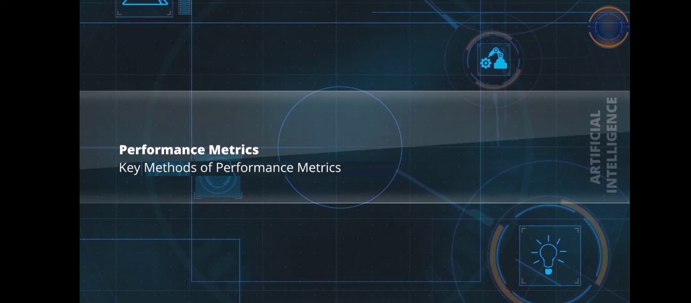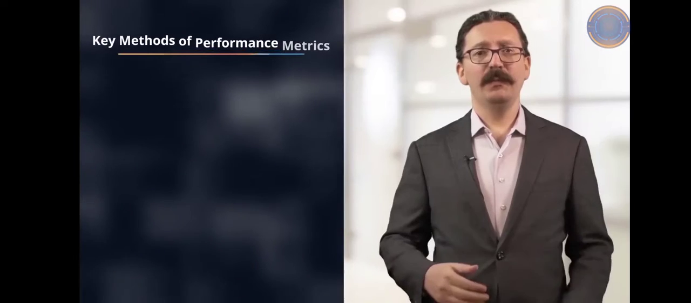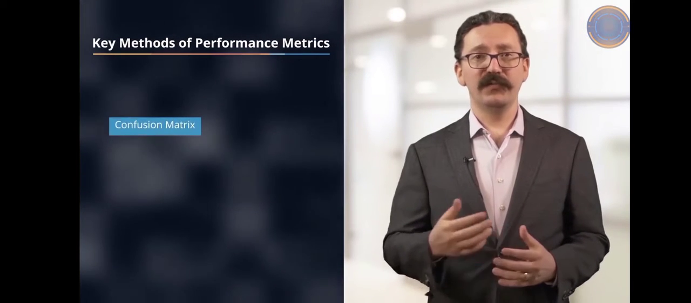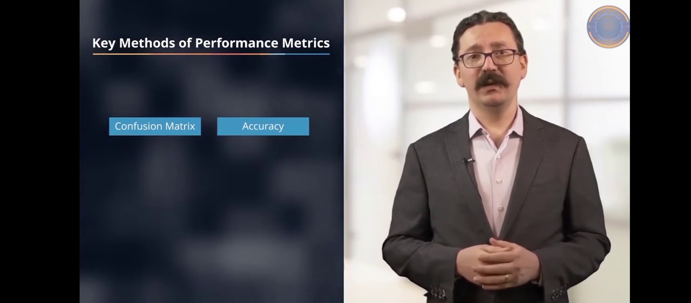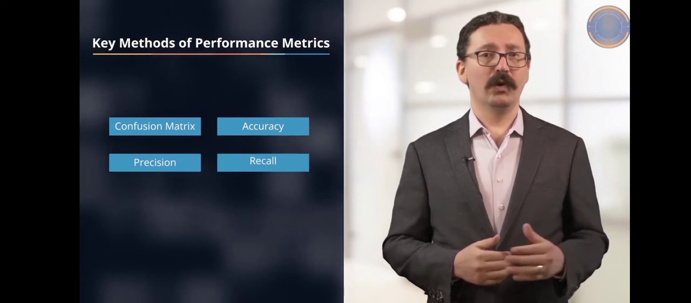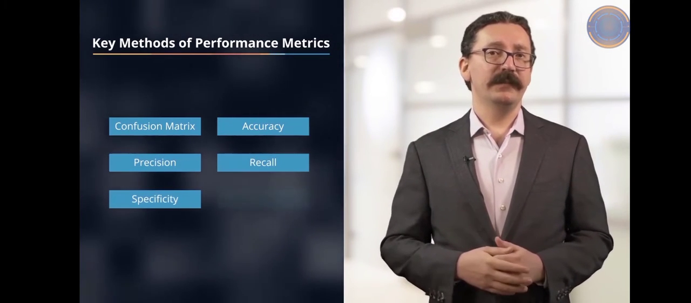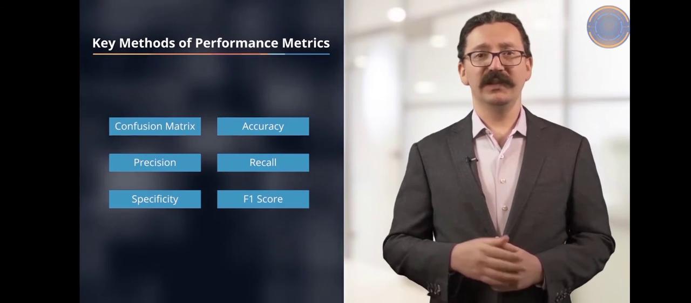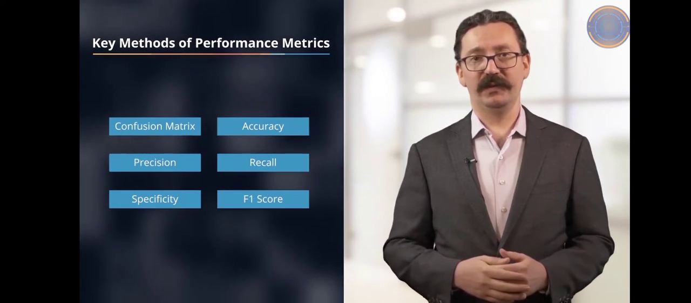Key methods of performance metrics. The key performance metrics methods are confusion matrix, accuracy, precision, recall, specificity, and F1 score. Let's proceed to learn more about each of them.